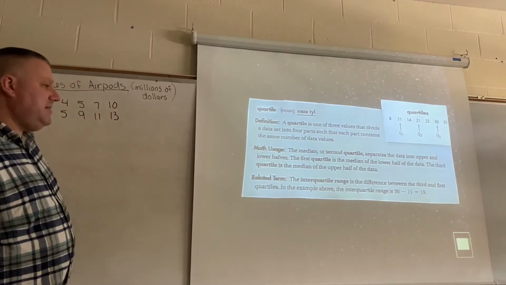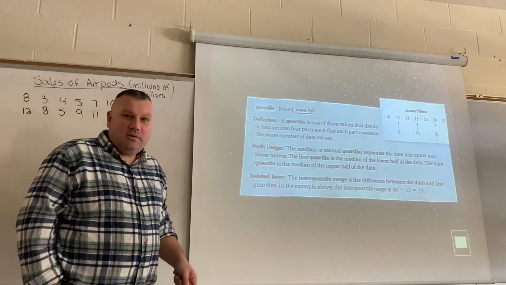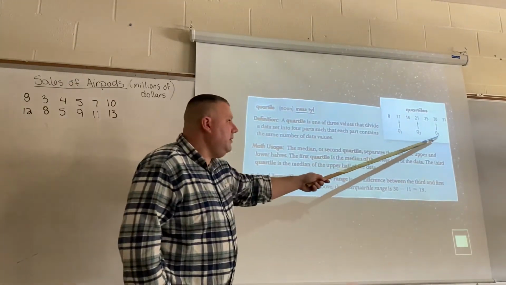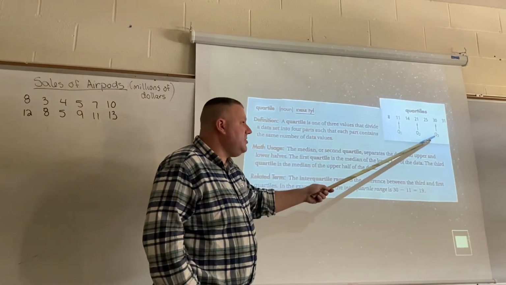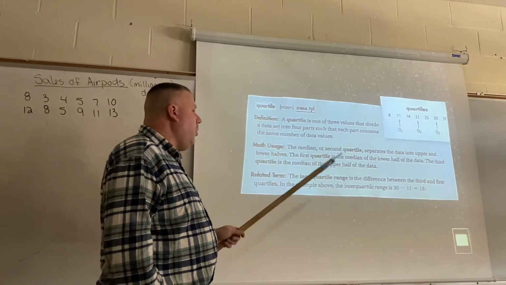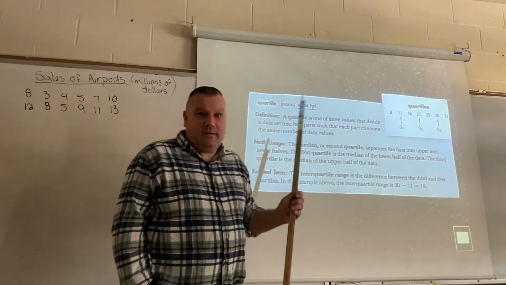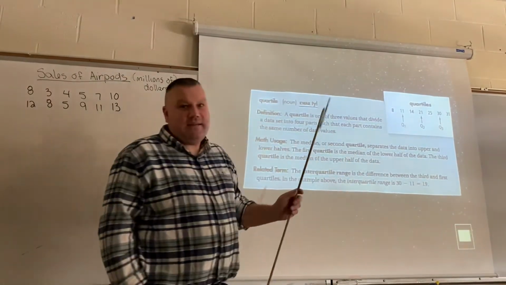Also, a term that you may see is the interquartile range. That is the range from the third quartile to the first quartile. So you see that the third quartile is 30, the first quartile is 11, so the interquartile range would be 19. You would subtract 11 from 30 and get 19.